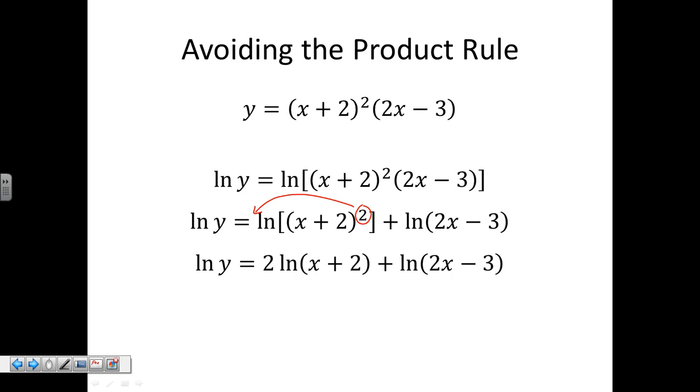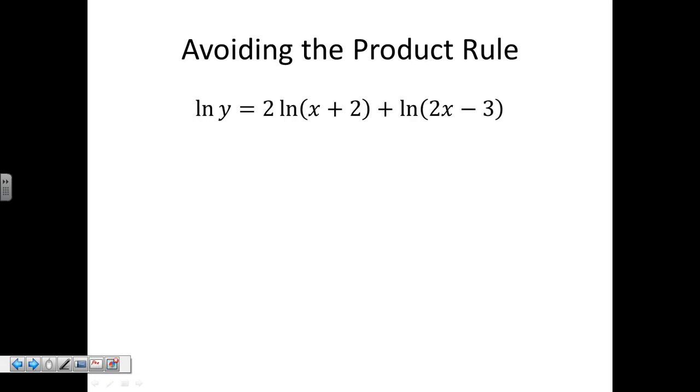Now, what I'm doing here is I'm avoiding the product rule. I'm swapping it out for an easy natural log rule and an addition rule. So now I'm not going to have to use the product rule when I take the derivative. So let's get ready to take the derivative of this, and I'm thinking, oh, I've got to do this implicitly because it's no longer solved for just y.